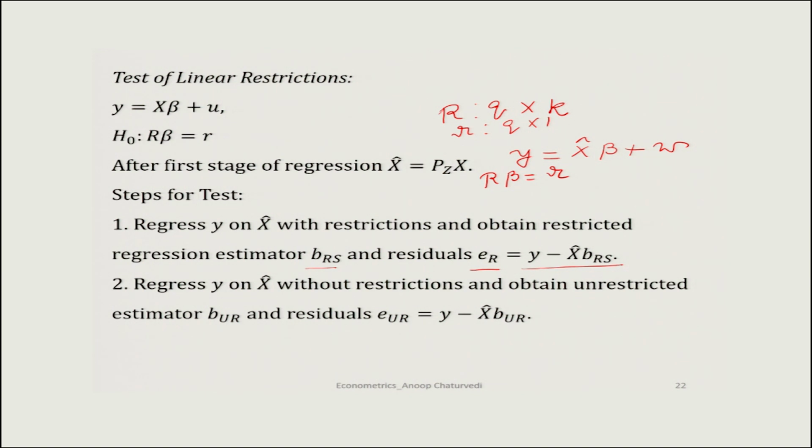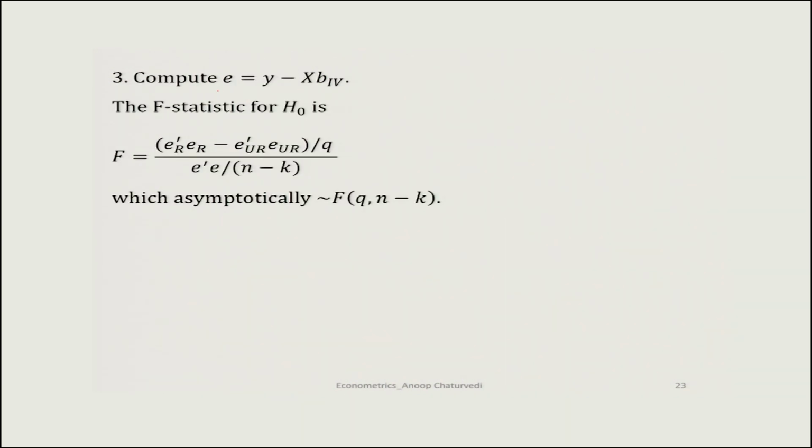Then in the next step, we regress y on x hat without restrictions. So, we simply obtain b UR equal to (x hat transpose x hat) inverse x hat transpose y, and then again we obtain the residual e UR, which is equal to y minus x hat b UR. So, we compute these residuals e.